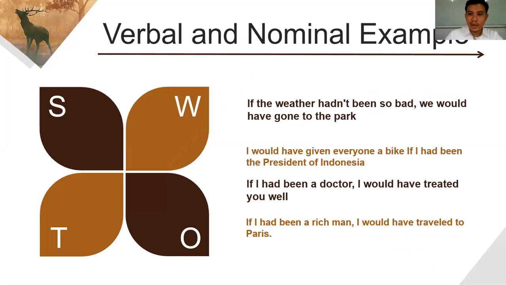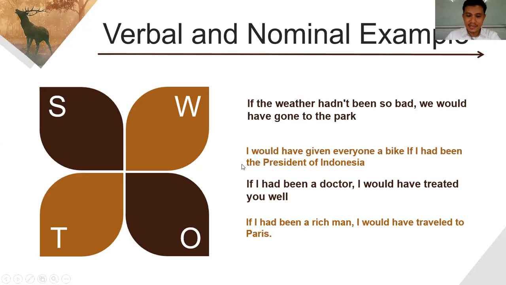And the next is, now we mix verbal and nominal examples. If the weather hadn't been so bad, he would have gone to the park. Also you can mix between nominal and verbal. If the weather hadn't been so bad, he would have gone to the park. This is an example. The weather is the subject, had is negative, and then connected with been. And then here is a subject, and then would, and then have, and then verb 3.